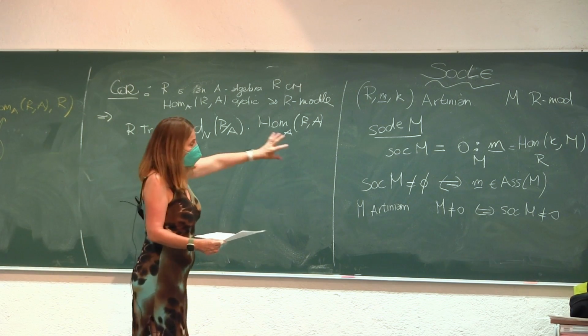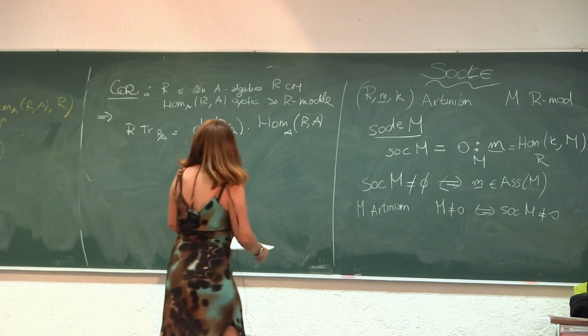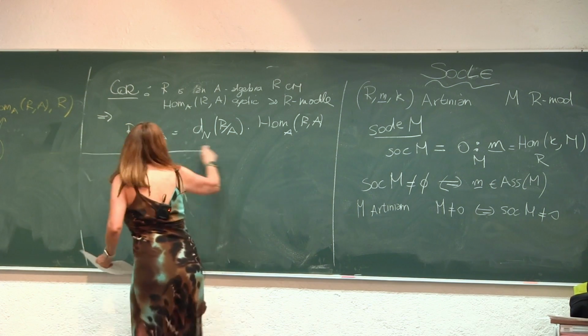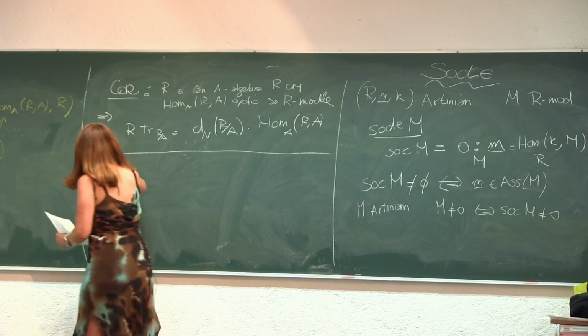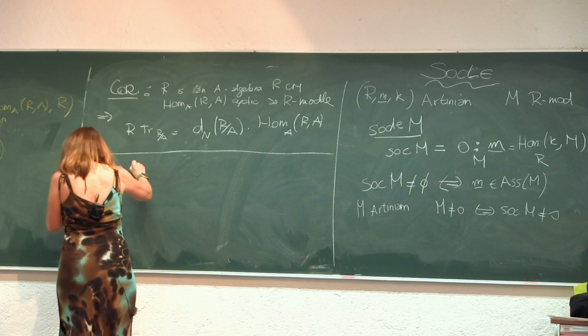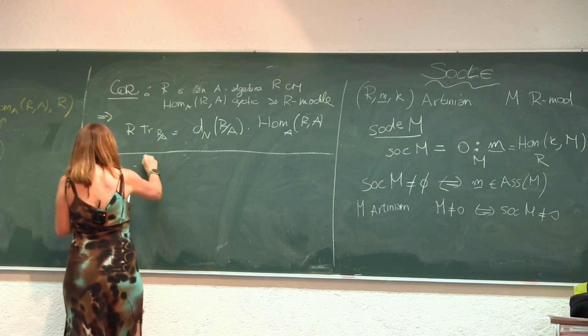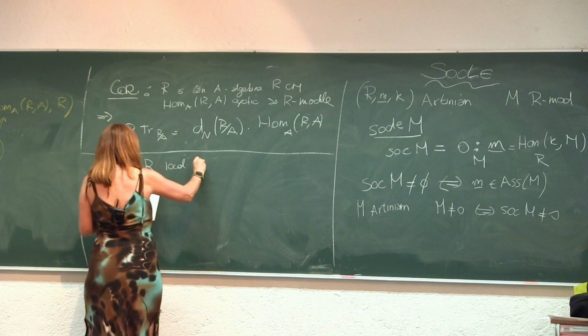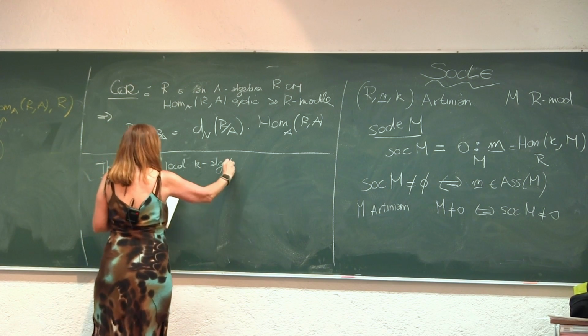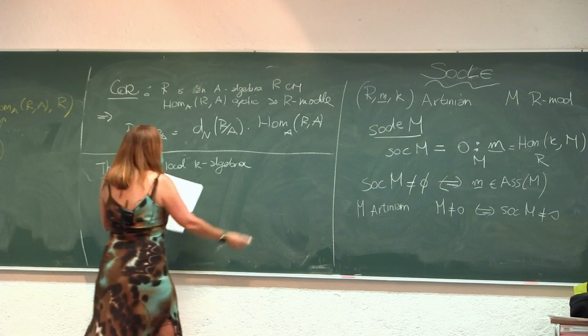Okay? So now we want to characterize what the socle is for a complete intersection. This is obviously a classical theorem, but it's very important. And in general, for R Gorenstein, we want a relation between the socle and the Noether different. And the theorem is as follows.